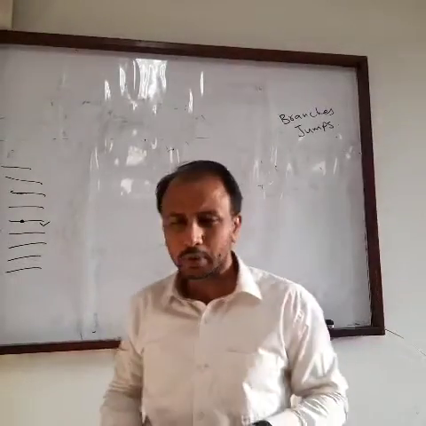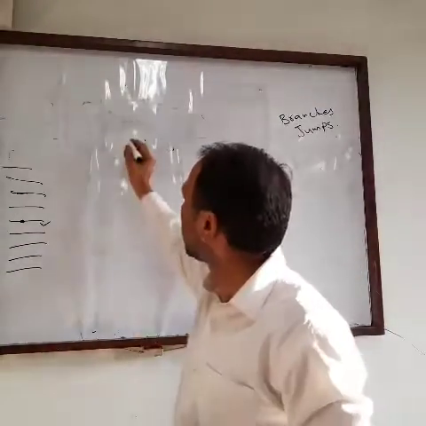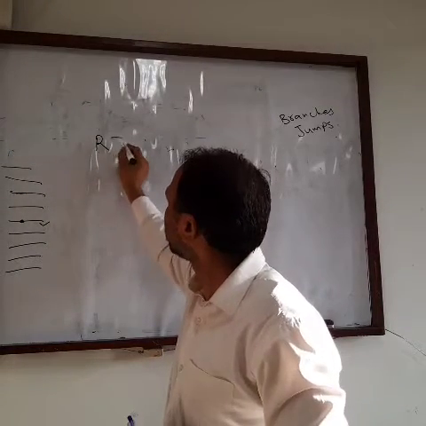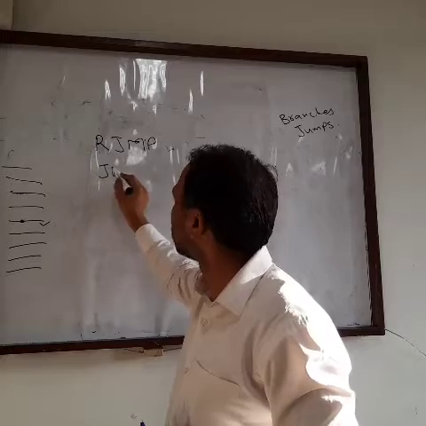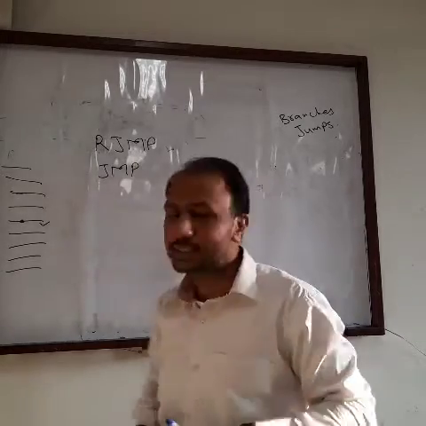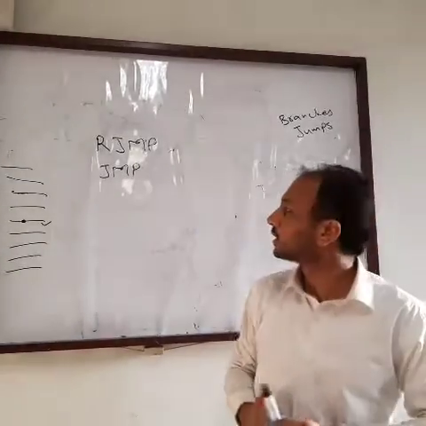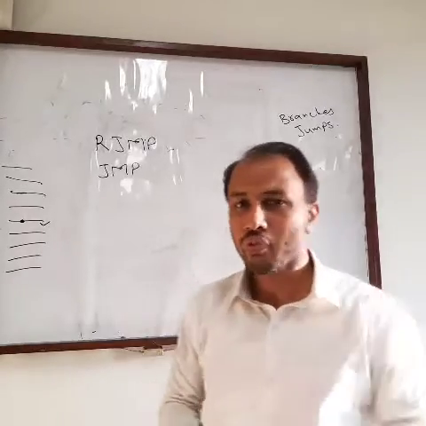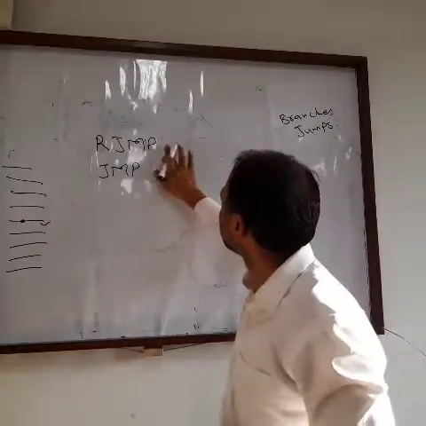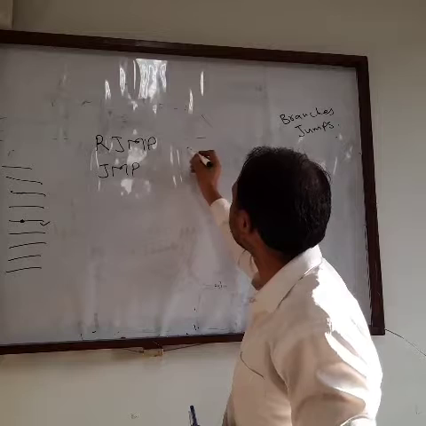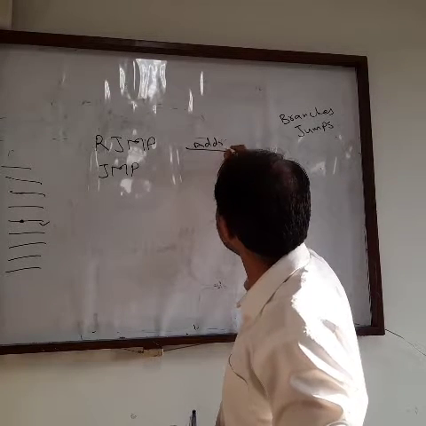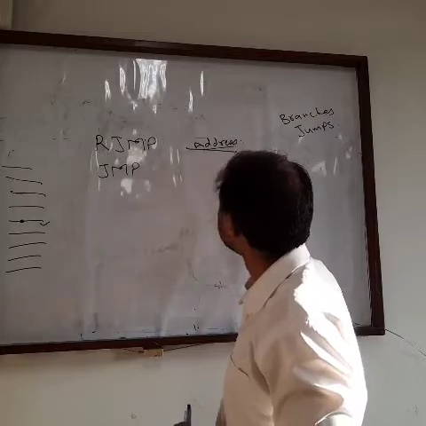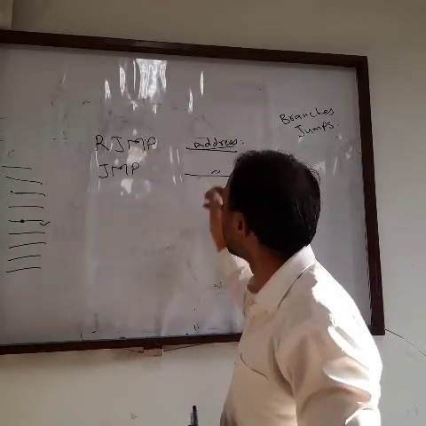In AVR programming, for unconditional jumps, you have the RJMP instruction and you have the JMP instruction. What is RJMP and what is JMP? With these, you will mention the address where you want to go.